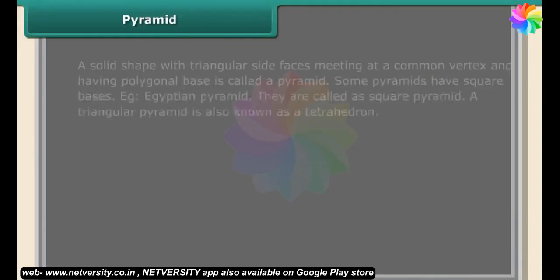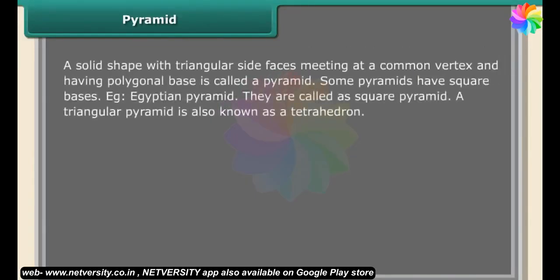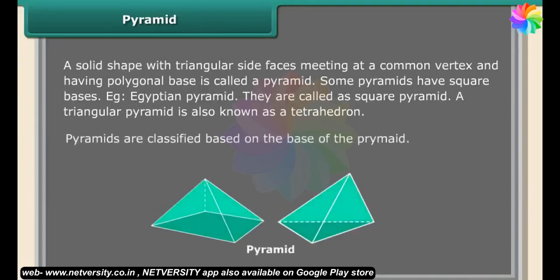Pyramid: a solid shape with triangular side faces meeting at a common vertex and having a polygonal base is called a pyramid. Some pyramids have square bases. Example, Egyptian pyramid. They are called square pyramids. A triangular pyramid is also known as a tetrahedron. Pyramids are classified based on the base of the pyramid.